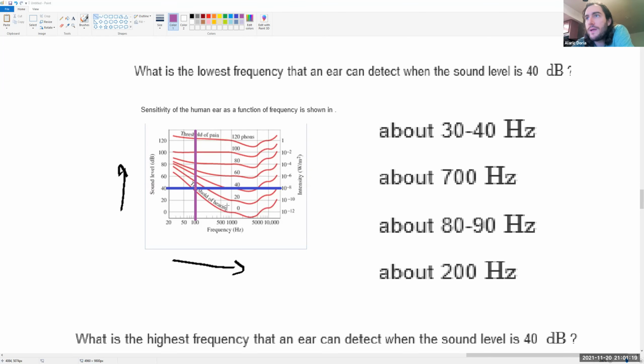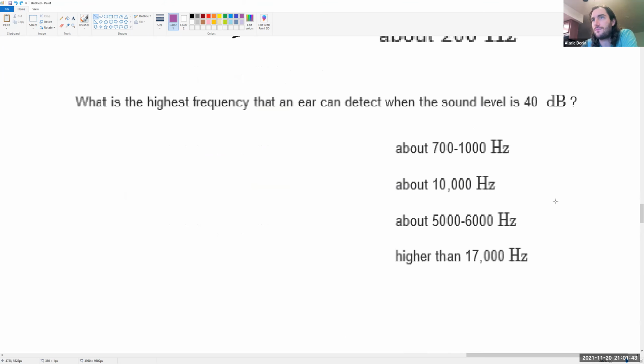Okay, so what we need to do is find the frequency that corresponds to where the blue line meets the red line. And you can see here that that's going to be just below 100 hertz. So the answer here that we get for this one is about 80 to 90 hertz. Okay, we have a follow-up question.